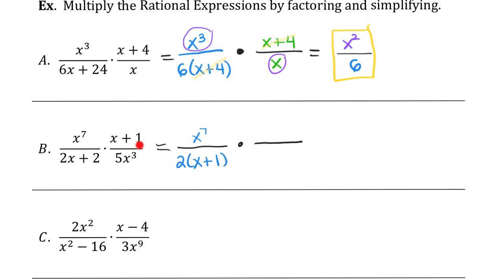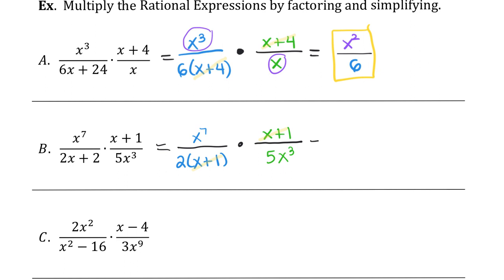I have an x plus 1. There's no number here to factor out. There's no squared. So I'm going to leave it the way it is. Okay, and the denominator is 5x to the third. There's no plus or minus, so let me just go ahead and leave that alone. Okay, does anything cancel? The x plus 1 top, bottom cancels.